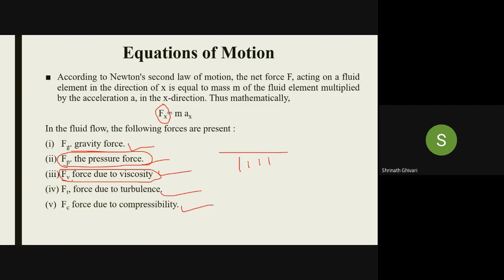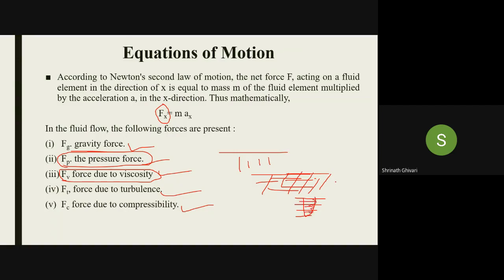What is force due to viscosity? It is a viscous force. Every fluid has some resistance to flow. This resistance is the resistance given to the flow motion. It is not allowing the fluid to flow. That resistance is creating a force on the different layers, so that the fluid doesn't flow in a smooth manner.